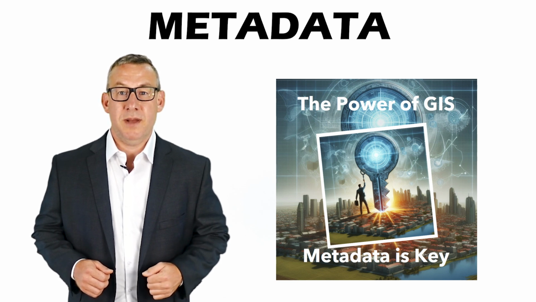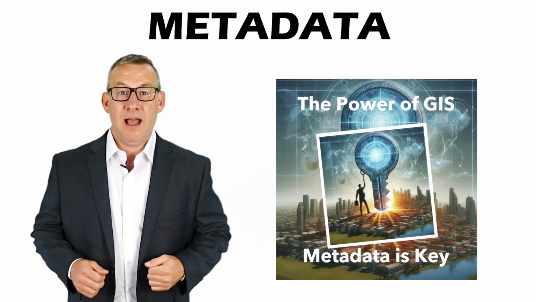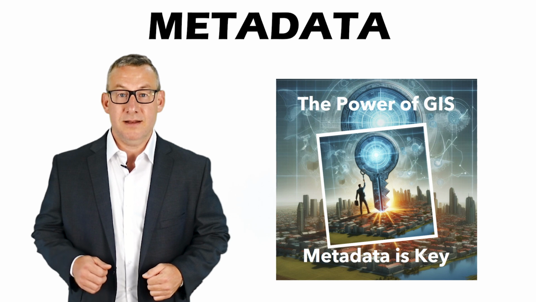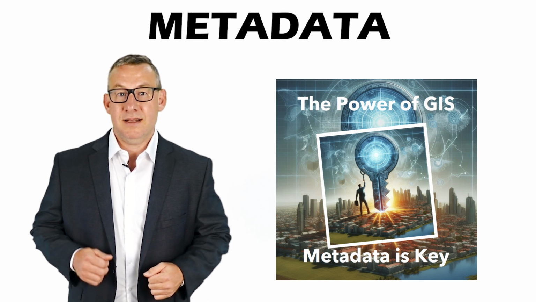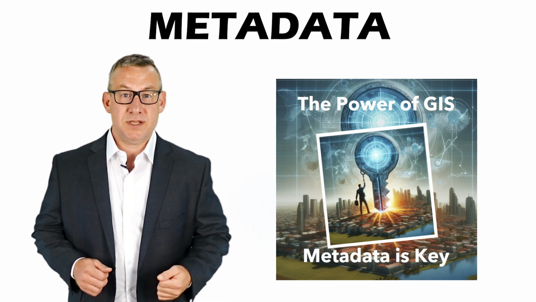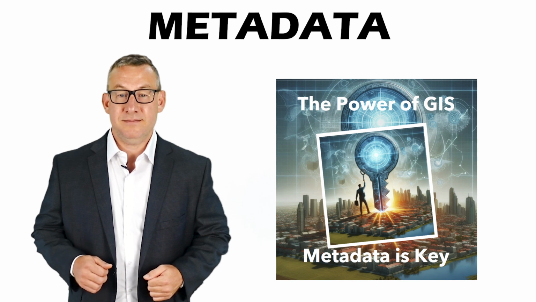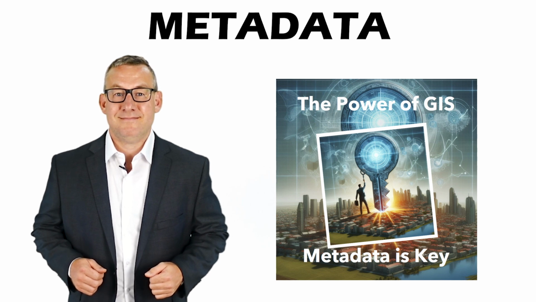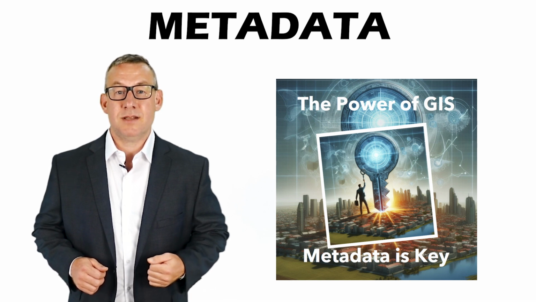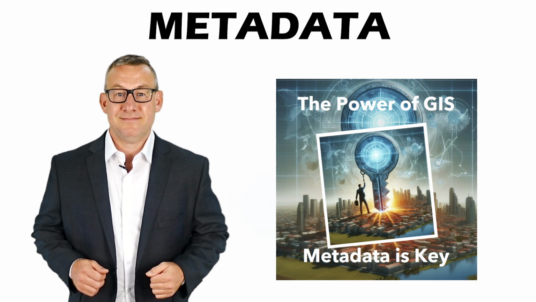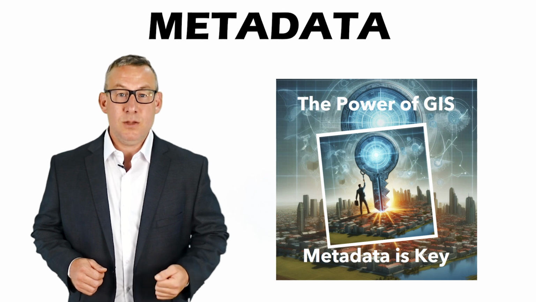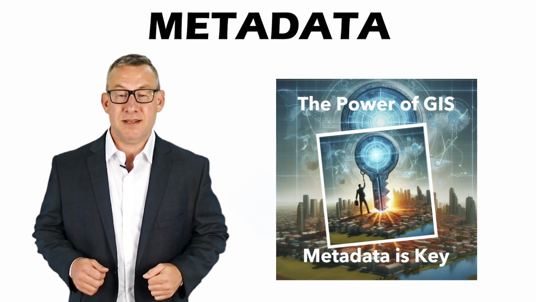The key components of geospatial metadata are title, abstract, keywords, spatial extent, temporal extent, data format, data source, accuracy and precision, projection information, and access constraints. The title is the descriptive name of the dataset. The abstract is the summary of the dataset's content. Keywords are relevant terms for search and discovery of the dataset.